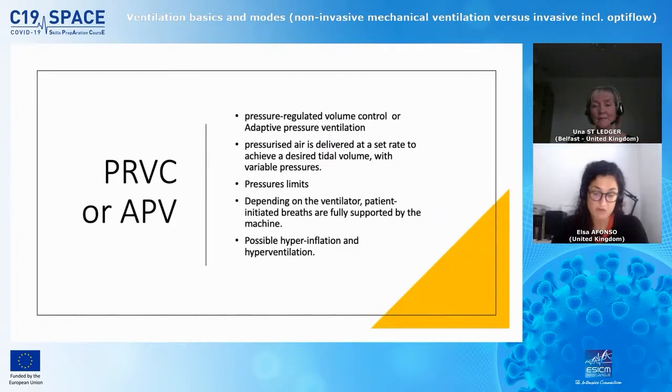PRVC, which is pressure-regulated volume control or adaptive pressure ventilation. In this mode, pressurized air is delivered at a set rate to achieve a desired tidal volume with variable pressures. However, pressures can be limited by the user to prevent barotrauma. Depending on the ventilator brand, patient-initiated breaths are fully supported by the machine. So you can imagine that in patients who are tachypneic for other reasons, this can lead to hyperdistension or hyperventilation.